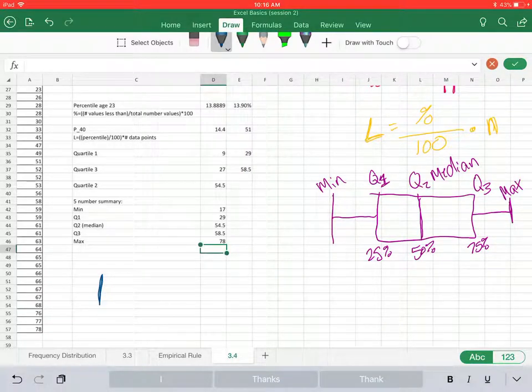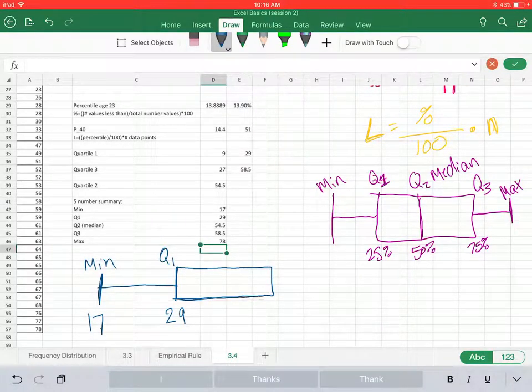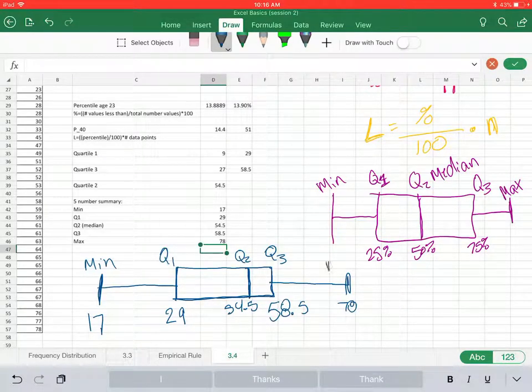So if I was to draw my box and whisker plot, which I can do, we'll use this blue. Our minimum is here at 17, and then we have a little bit of a distance till we get to 29, which is quartile 1. This is the min. And then I'm just going to draw my box. My median is a lot closer to my quartile 3, because my quartile 3 is 58.5 and my median is 54.5, or quartile 2. And then my max is a fairly good distance away at 78.